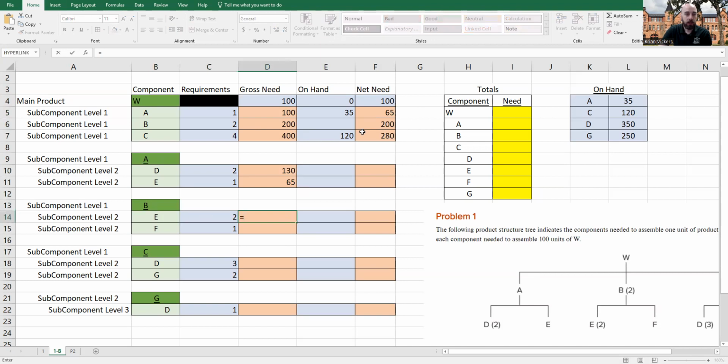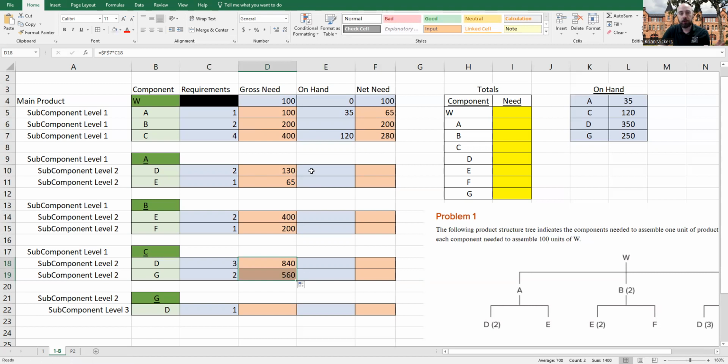B, I need 200 B's still, so lock that in times 2, and drag it down. And then D's, I need 3 of them for every C. I need 280 C's. So I'm going to hit equals the 280 from the higher level C right here. Lock it in and multiply it by 3, and then drag it down.